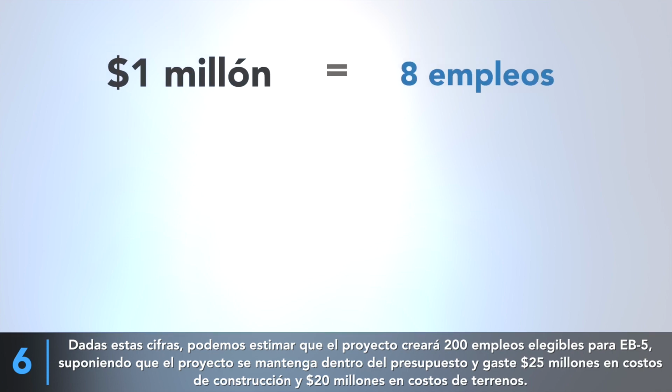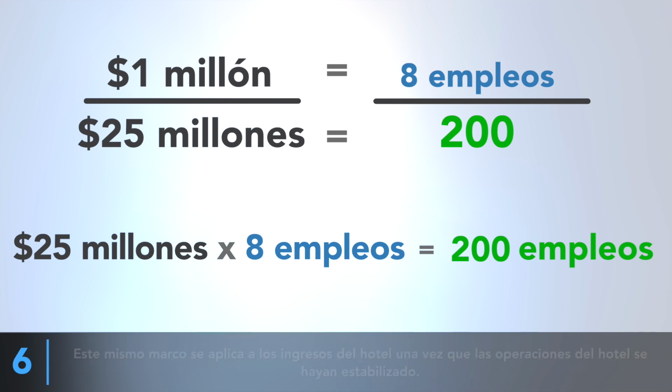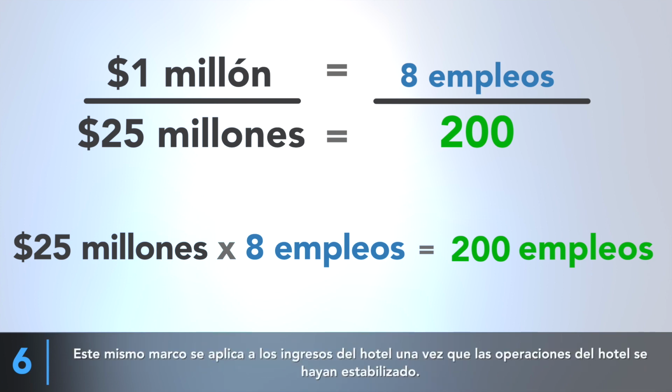Given these figures, we can estimate the project will create 200 EB5 eligible jobs, assuming the project stays on budget and spends $25 million on hard construction costs and $20 million on land cost. This same framework is applied for hotel revenues once hotel operations have stabilized.